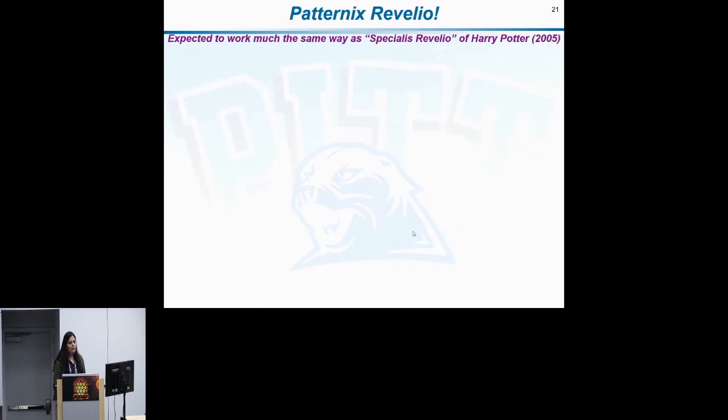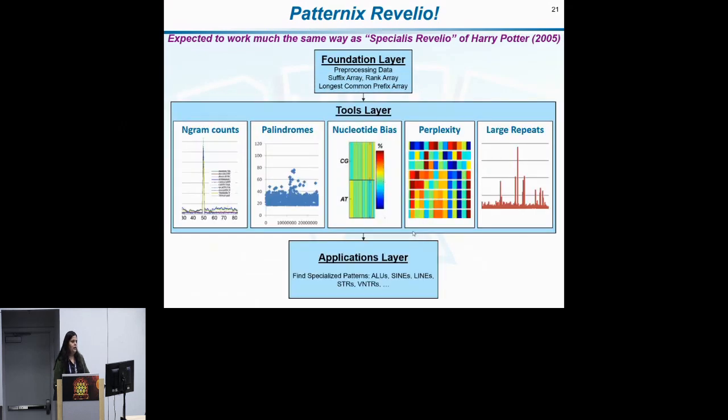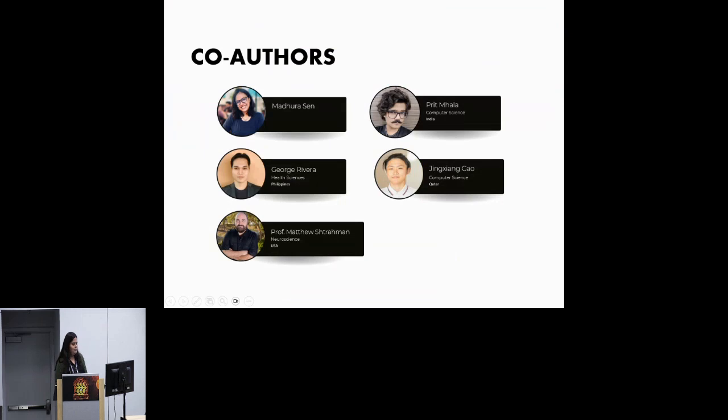As I was going to say here, the software suite that I developed is so ancient that I used to call it Patternix Revelio. I don't know how many of you read the Harry Potter books, not the movies, the younger ones. There is a spell called Specialis Revelio. My goal was that the toolkit should be like that. We don't know what patterns we are looking for, but we want to run it on whole genome sequences and find all kinds of patterns. If you're interested in talking about it, please do contact me.